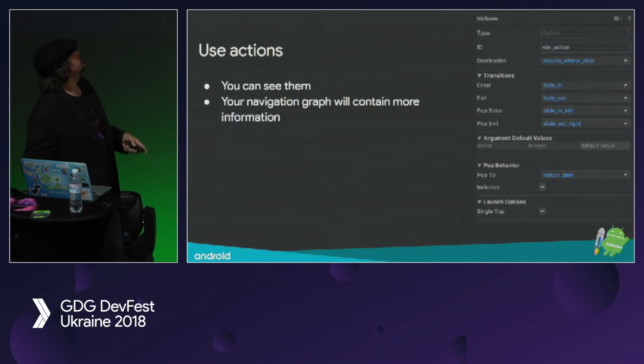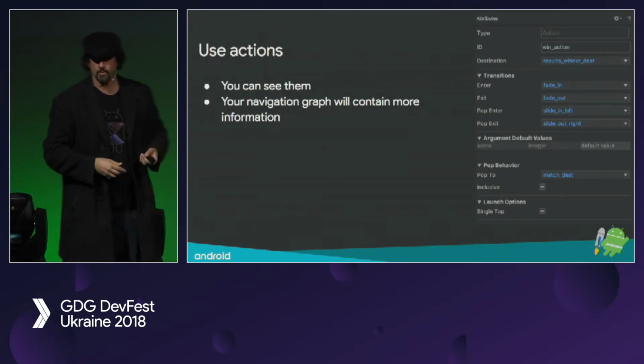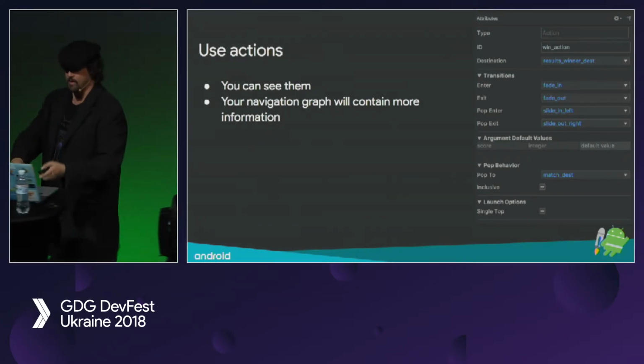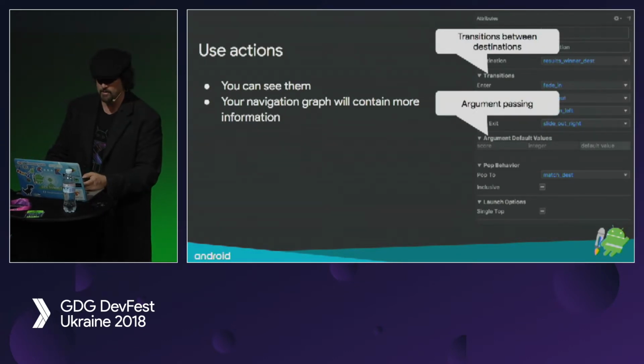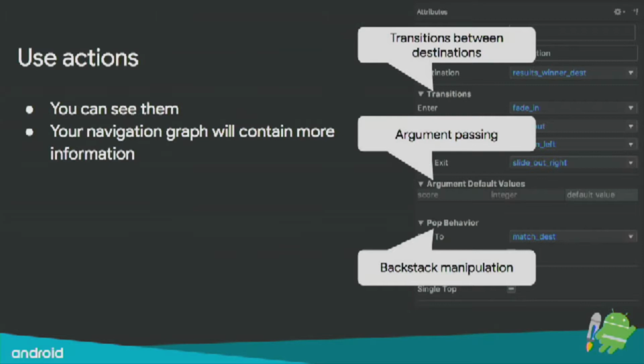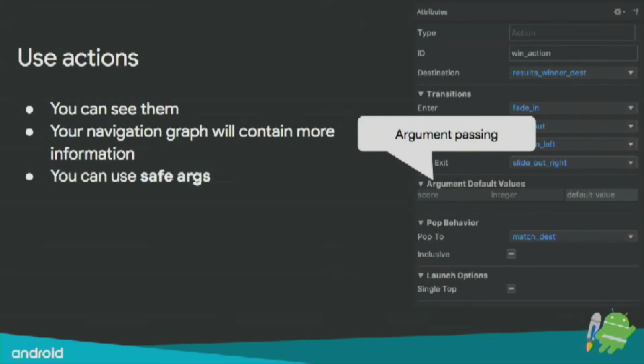It also means that when you're using actions, you actually get access to all this additional stuff. So you can apply your navigation, your animations. You can apply argument passing, backstack manipulation, and all of that is actually just contained within the graph. So the goal of these things, again, is to take all of this navigation boilerplate and shove it into the graph rather than shoving it into other places in your application.